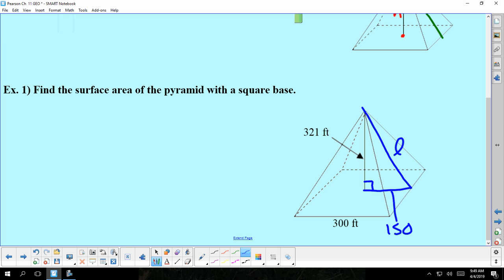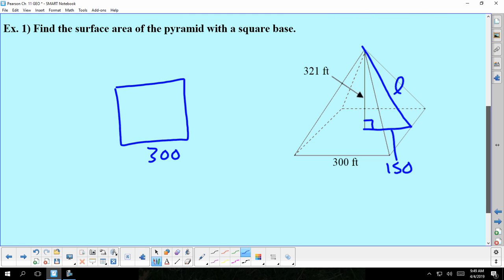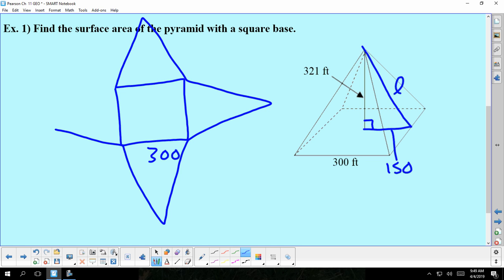All right, so our net is going to look something like this. We have a square base, so all the sides are the same at 300. And then we have 4 congruent triangles. So I can easily find the area of this square here. That's going to be side length squared. So 300 to the second power. And I get 90,000 as the area of the square base.